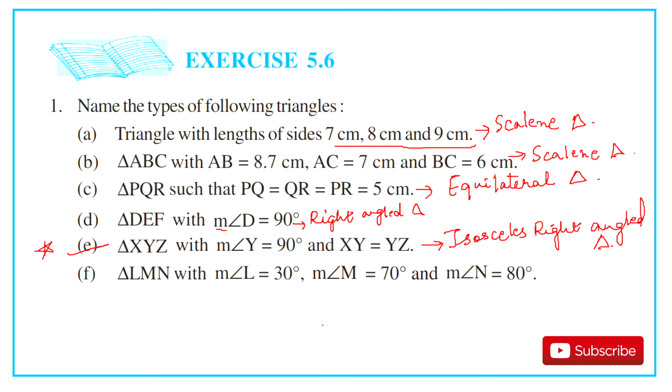F part, LMN with measure of all angles less than 90, so this is an acute angled triangle. Is it clear?